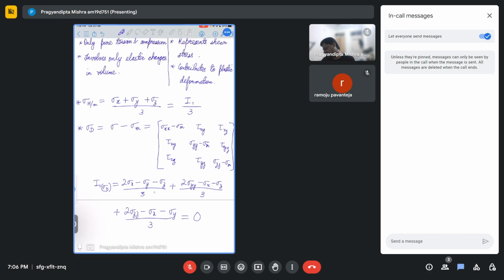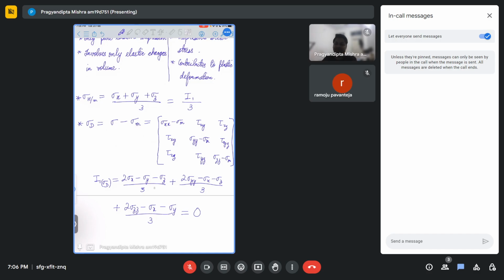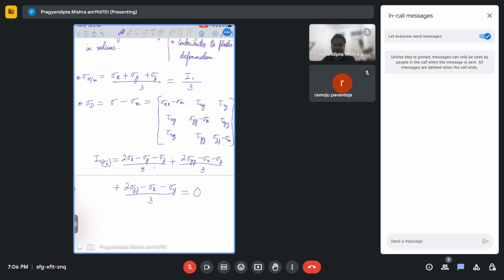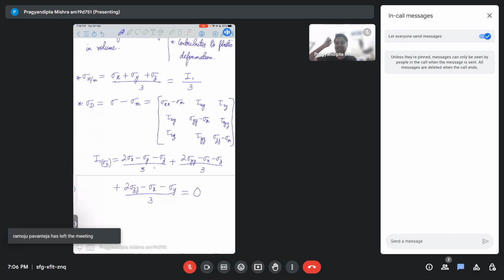So finally, what you have to remember: your mean stress is composed of only hydrostatic or the pure tensile and compressive stresses. Your deviatoric part of the stress is only composed of shear. Okay, it is not composed of any value of whether it is tensile or compressive. Any normal stresses it is not taking into account. Only it is taking into account the shear values.